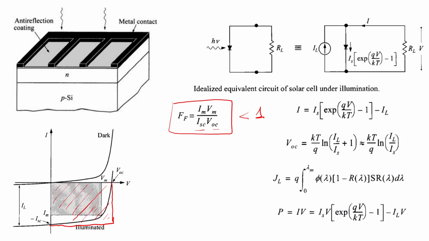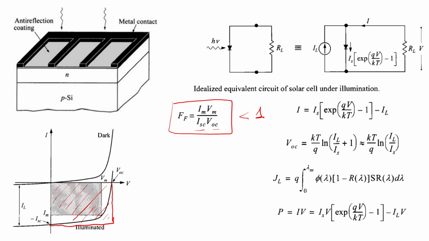We cannot get it because we are talking about the fill factor. If this is a square, that means we have 100% generation and total extraction of the charge carriers which are generated, which is impossible. So we can go up to 90%, but definitely it cannot be unity.